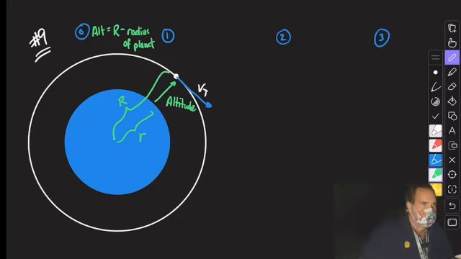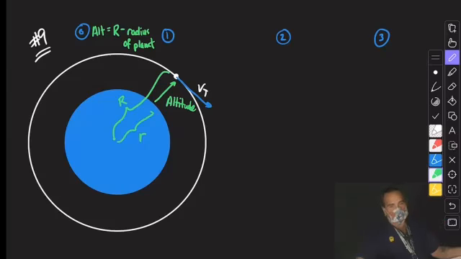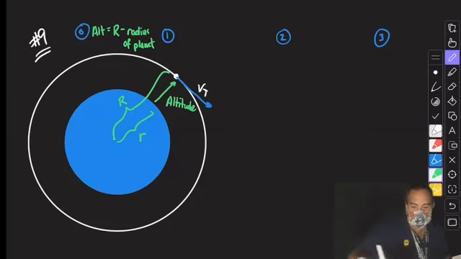Altitudes are easier to measure because we're standing on the surface. We're not standing at the center of the planet. So although we calculate this based on the center of the planet, when we measure it, we have to measure it from the surface. So that's why they ask about altitude. But to be honest, everything we're going to do is going to be about R, not about the altitude. So you have to remember to change your answer at the end.